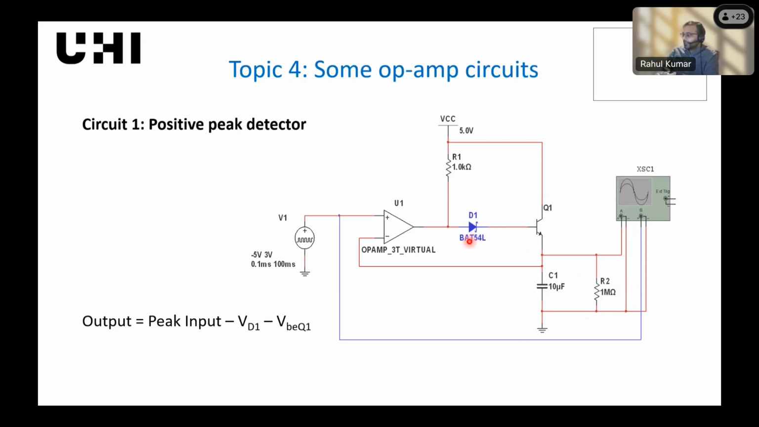minus the voltage across this Schottky diode, and the base emitter voltage of the transistor. So this is your output here. So output is basically the peak input minus the voltage dropped across this Schottky diode minus the voltage drop across the base emitter junction of this transistor. So it kind of detects the positive peaks in the supply or in the input.